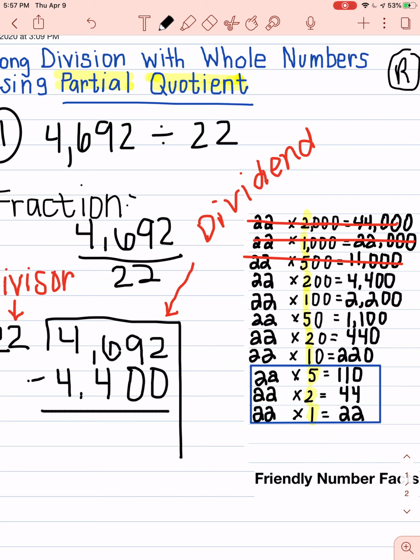So here I am subtracting it. 2 minus 0 is 2. 9 minus 0 is 9. 6 minus 4 is 2. And then 4 minus 4 is 0. So I don't need to put anything there.